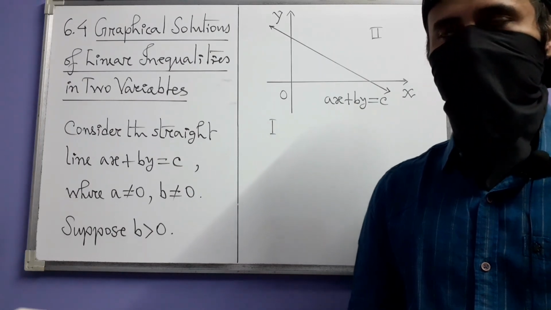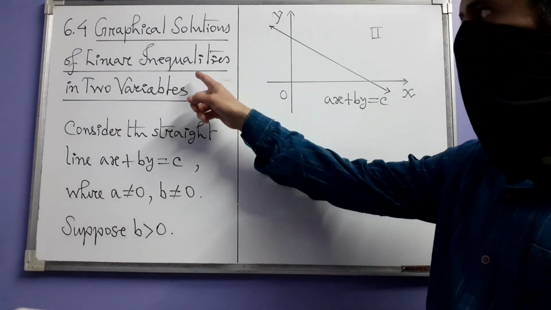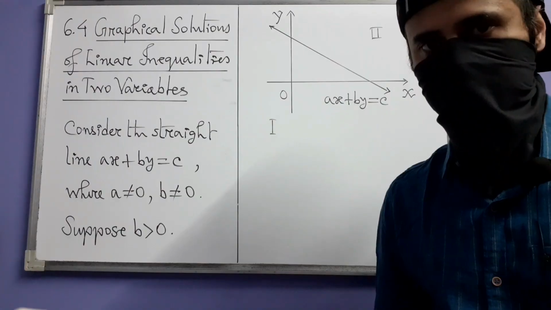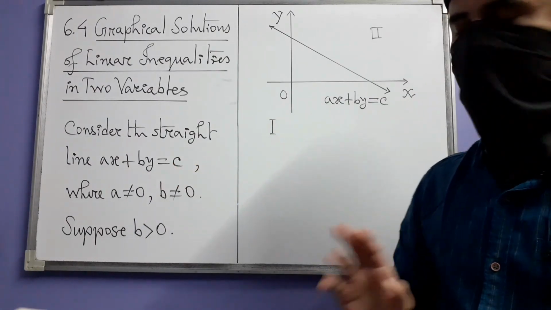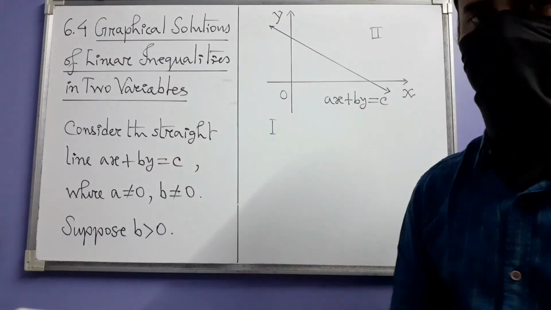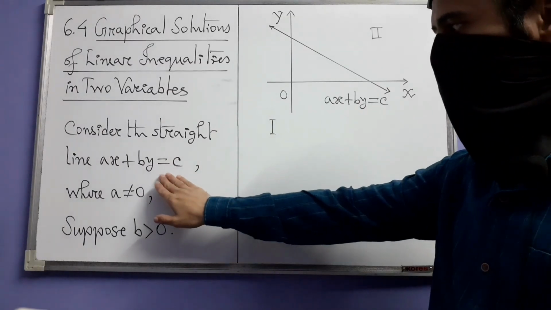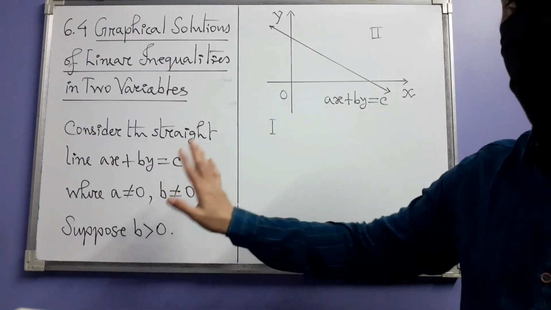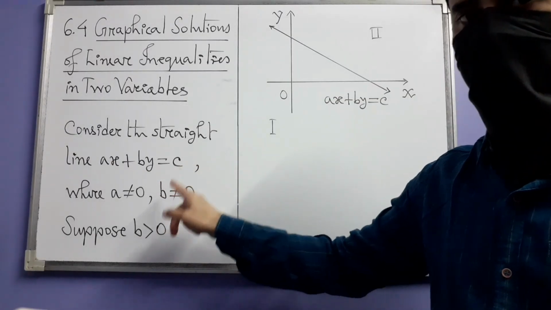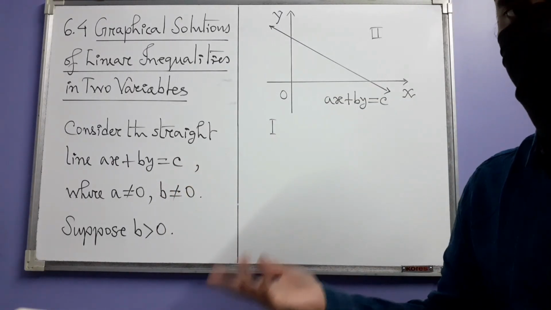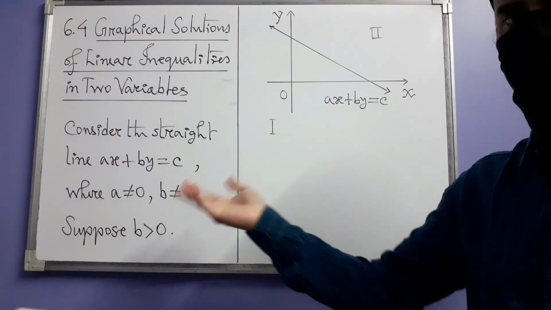Next section, graphical solutions of inequalities in two variables. Let's consider the following straight line, ax plus by equal to c. I am calling this itself the straight line, but actually this is an algebraic equation. But you know that the graph of this equation is a straight line. This you already know from your previous knowledge of these things.